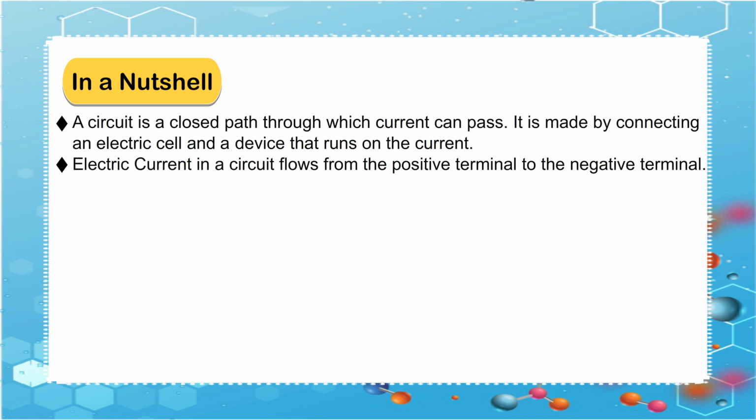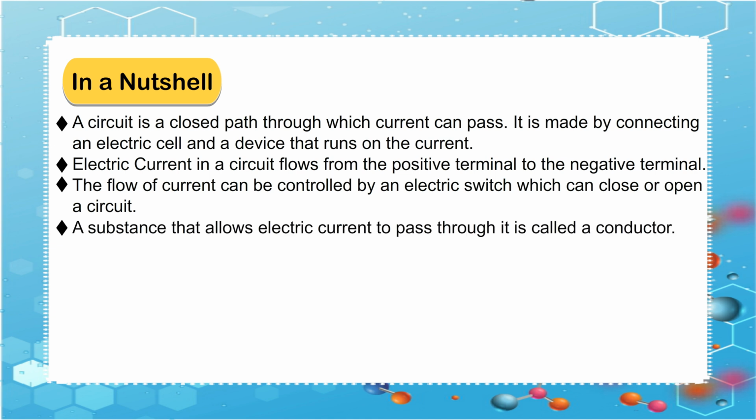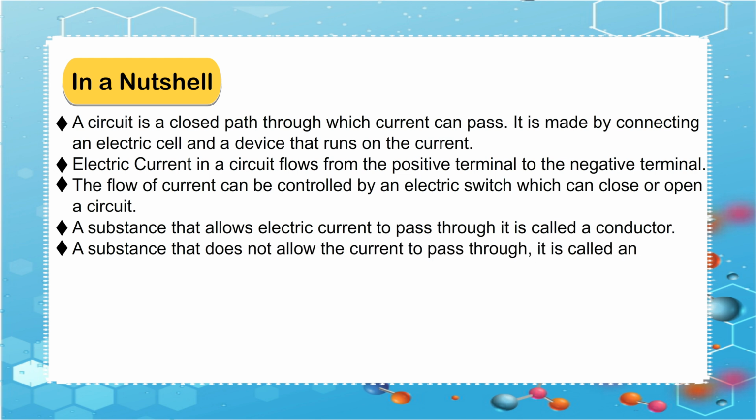Electric current in a circuit flows from the positive terminal to the negative terminal. The flow of current can be controlled by an electric switch which can close or open a circuit. A substance that allows electric current to pass through it is called a conductor. A substance that does not allow the current to pass through it is called an insulator.